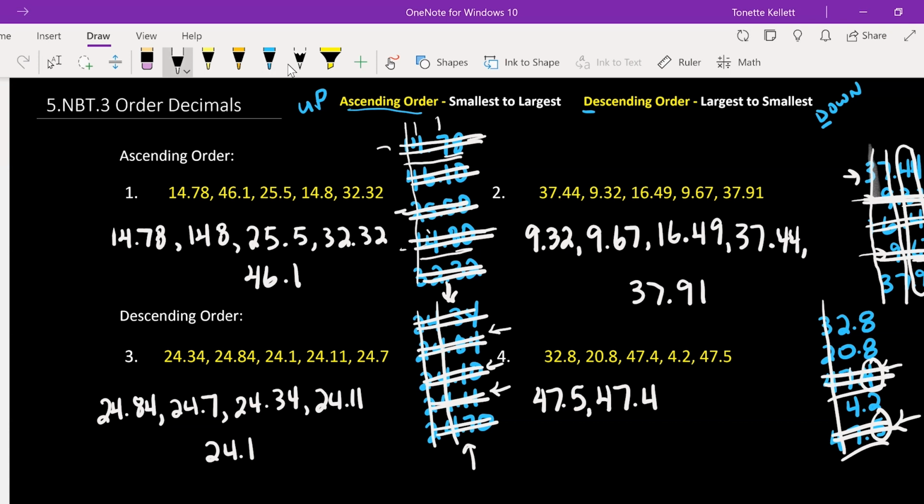Then you have a 32 and a 20. So 32 and 8/10, 20 and 8/10. And you're left with this one right here, which is 4 and 2/10. So the key is to line the decimals up, stack them, and then just carefully go down it either in ascending order or descending order.